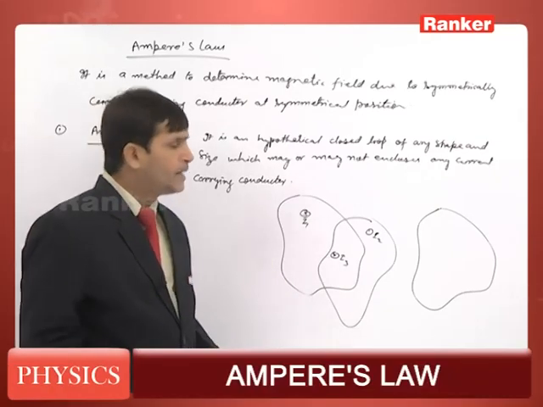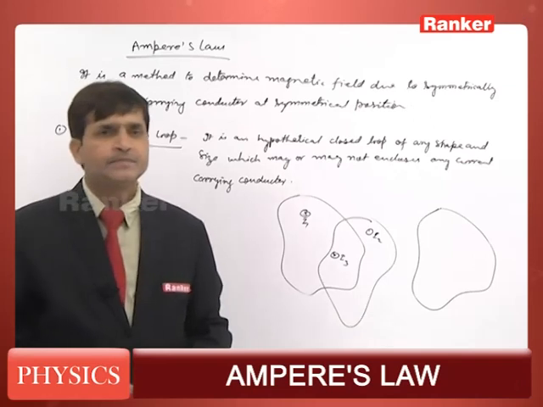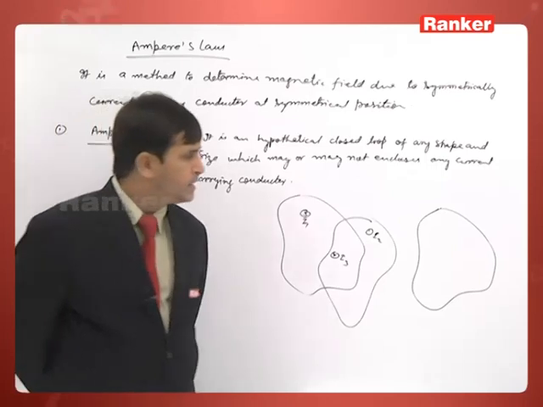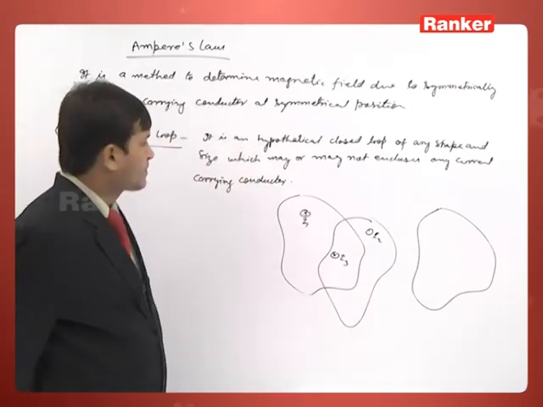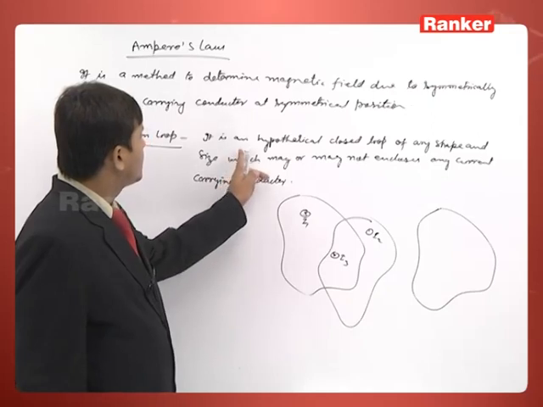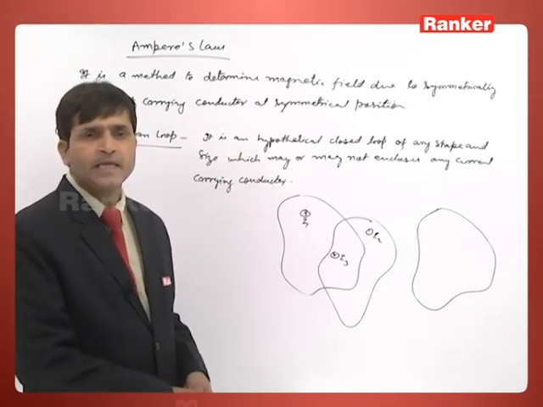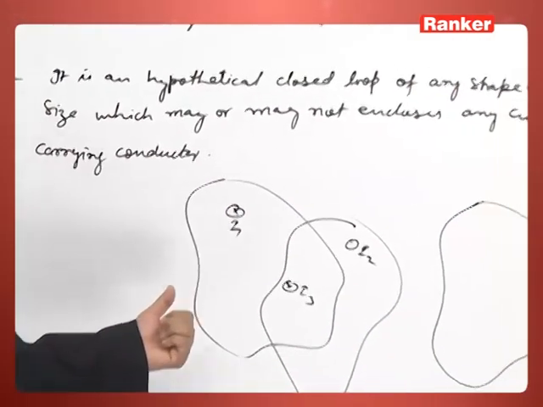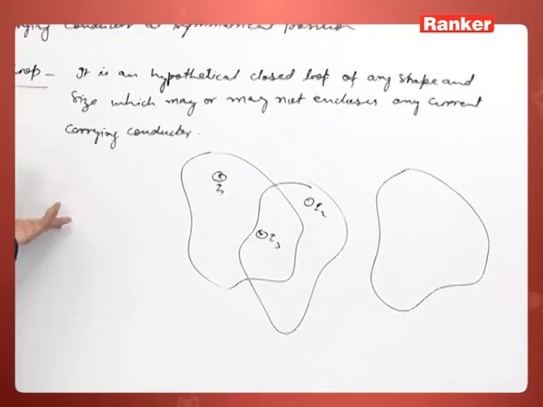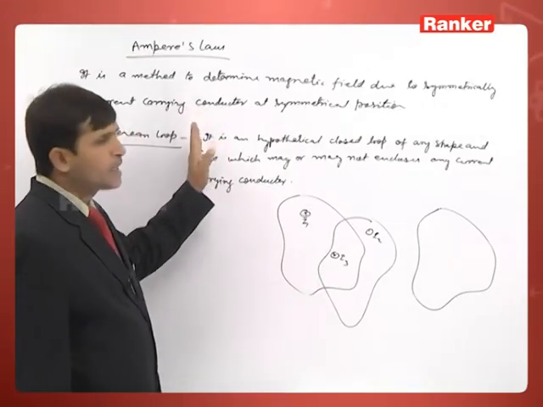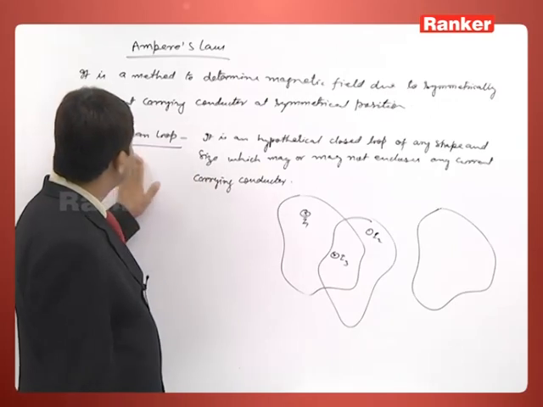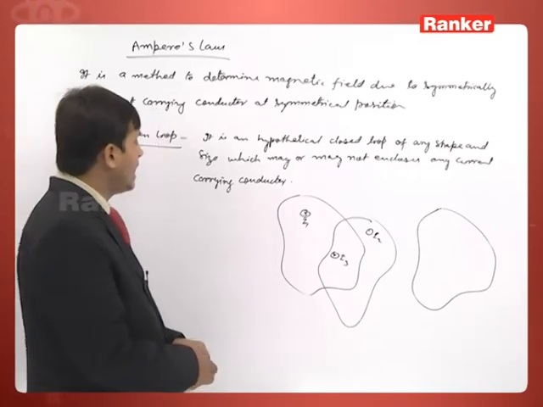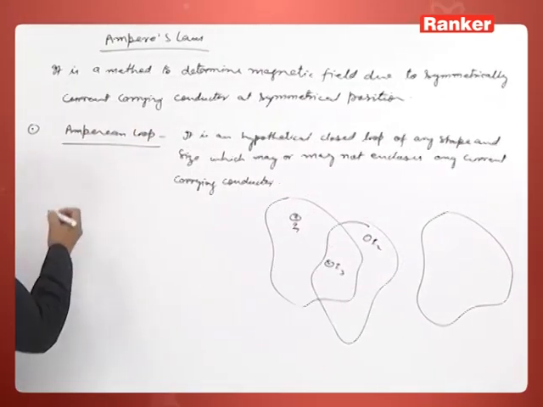Normally our Amperian loop should be symmetrical about the current carrying conductor. Then our purpose can be solved easily. But in general, our Amperian loop can have any shape and size which may or may not enclose any of the current carrying conductors. So when using Ampere's law, first we have to make the Amperian loop. After that, see the Ampere's law.